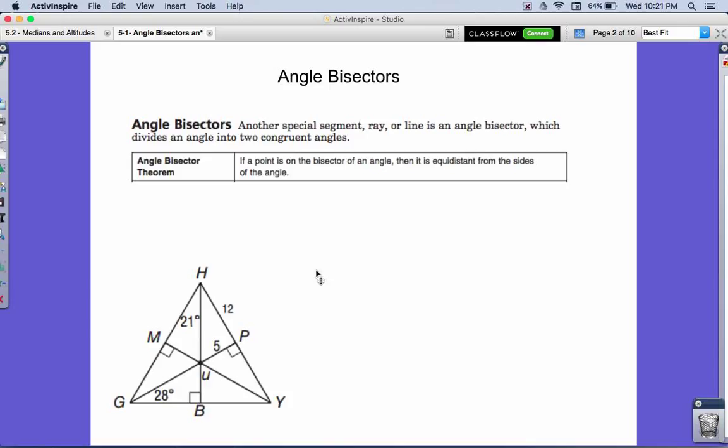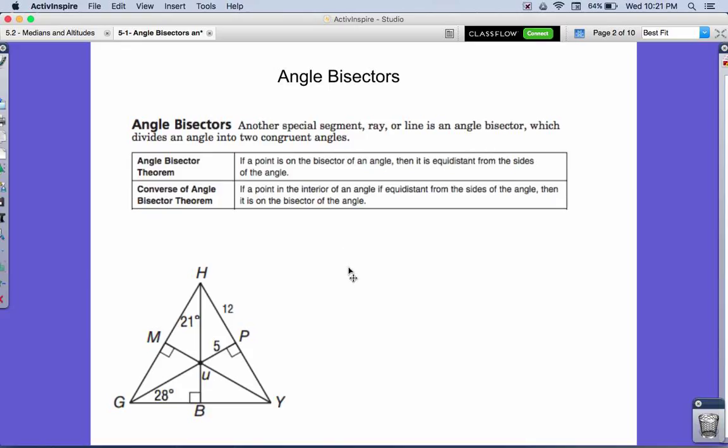So the angle bisector theorem says that if a point is on the bisector of an angle, then it is equidistant from the sides of the angle. So any point on this line here is going to be the same distance to both of these sides.